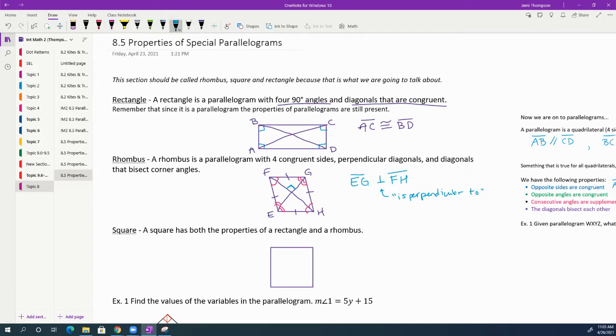And now a square has all the properties of a rectangle and all the properties of a rhombus. It's also a parallelogram, so it has those innately. All right, so if I call this JKLM, things that we know: all of the angles are right angles.